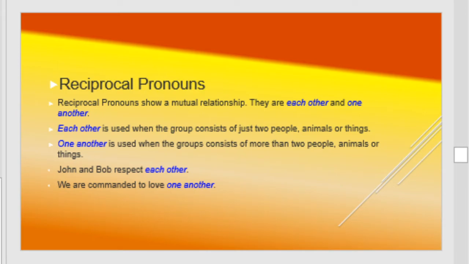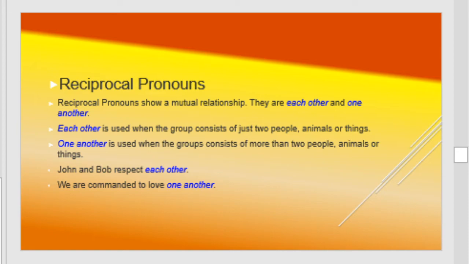Another example, or not an example, just an explanation for "each other." Each other is used when the group consists of just two people, animals, or things. We love each other. John and Mary hate each other. Or for example, John and Bob respect each other.